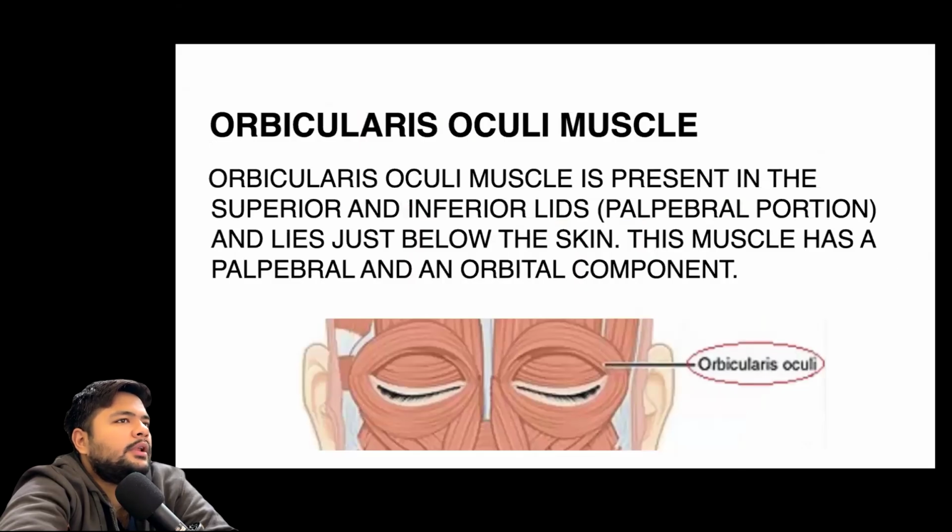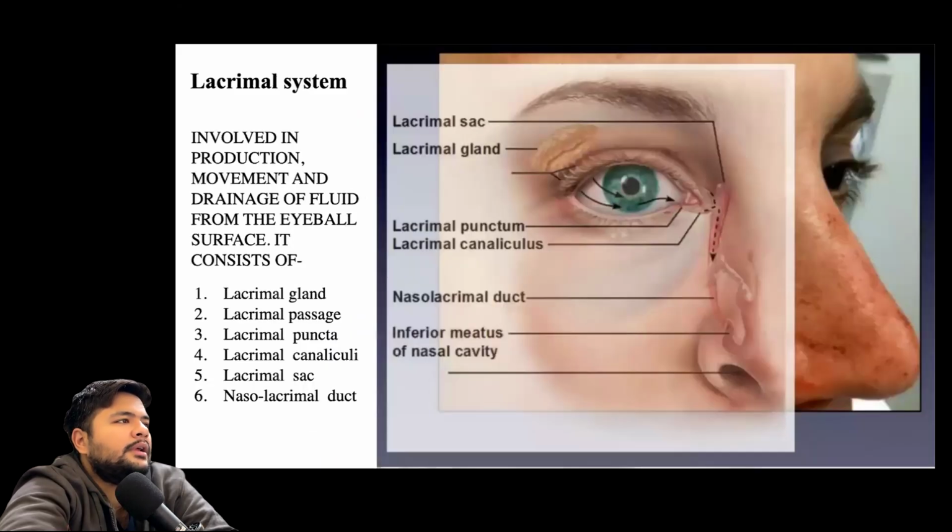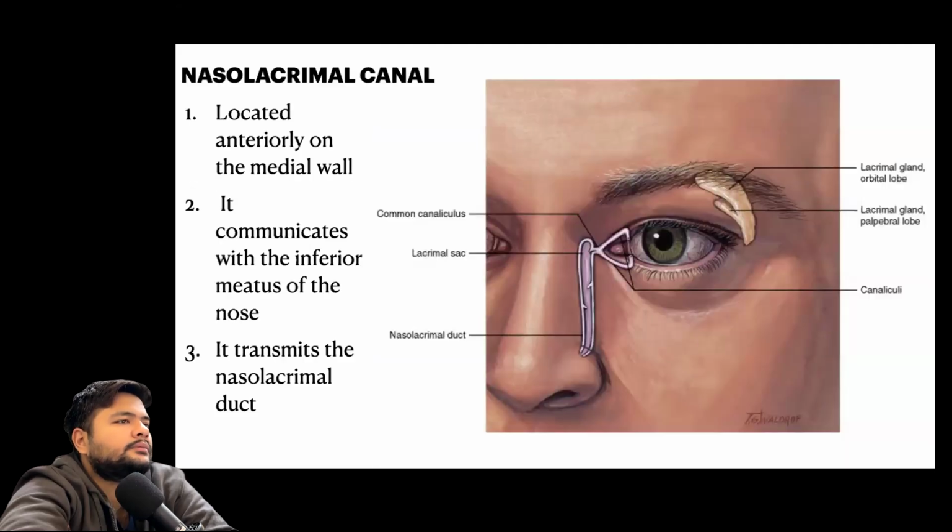Coming to the orbicularis oculi muscle. It is present in the superior and inferior lids, in the palpebral portion, and lies just below the skin. This muscle has a palpebral and an orbital component. Coming to the lacrimal system, it is involved in production, movement, and drainage of fluid from the eyeball surface. It consists of the lacrimal gland, lacrimal passage, lacrimal puncta, lacrimal canaliculi, lacrimal sac, and nasolacrimal duct.